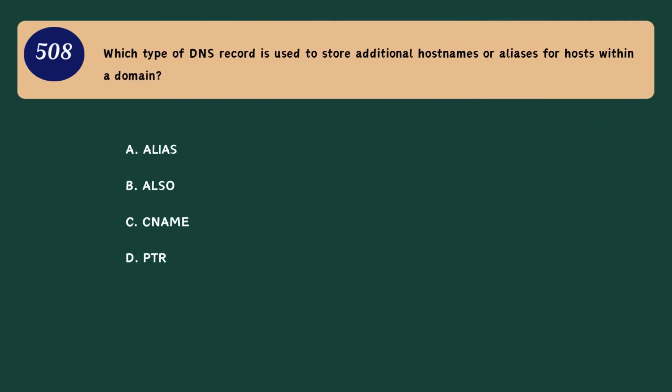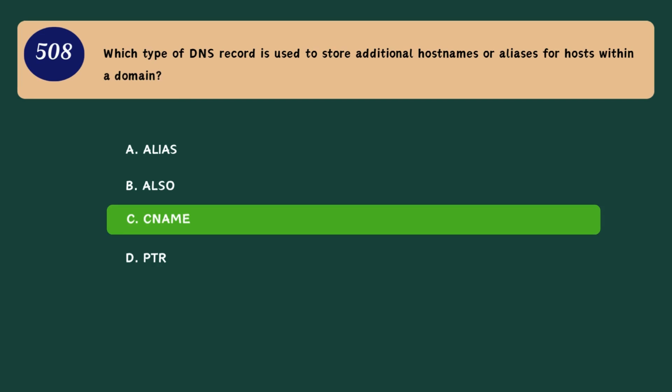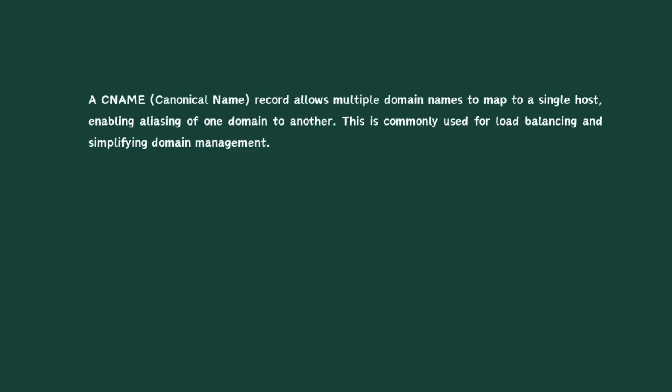Question 508. Which type of DNS record is used to store additional host names or aliases for hosts within a domain? A. Alias. B. Also. C. CNAME. D. PTR. Correct answer. C. CNAME. A CNAME, canonical name, record allows multiple domain names to map to a single host, enabling aliasing of one domain to another. This is commonly used for load balancing and simplifying domain management.